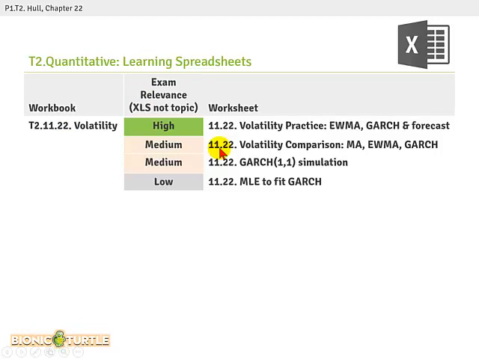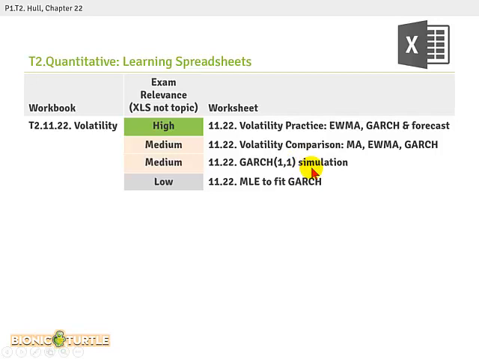Now, the workbook contains several worksheets. The first one is designated as highly relevant if you're using the worksheets, and that's a practice sheet for exponentially weighted moving average, GARCH, and the GARCH forecast. 1122 is a little more detail with actual historical data, that uses a historical time series to show you what the comparison would be, the output, moving average versus the exponentially weighted moving average and GARCH.